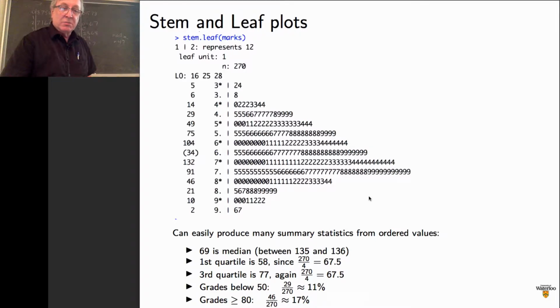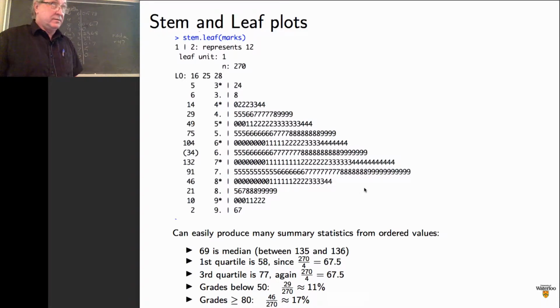Quartile, I'm going to go in from the smallest values, a quarter of the way through the data. Just values a quarter of the way. So you can very quickly get these kinds of values. And things that often interest you are what proportion is below 50 and what proportion above, say, 80%. So there we had an 11% failure rate, 17% above 80. Okay? And that's actually a pretty good distribution for grades.